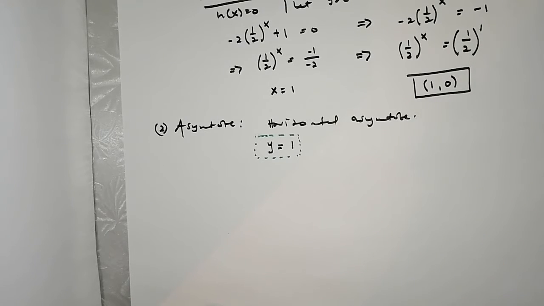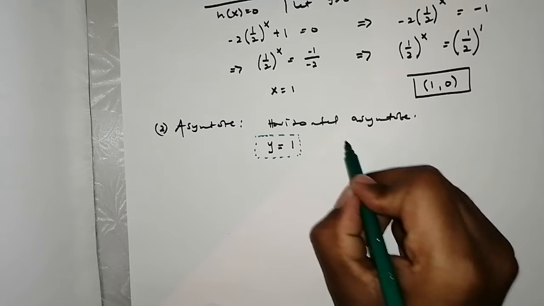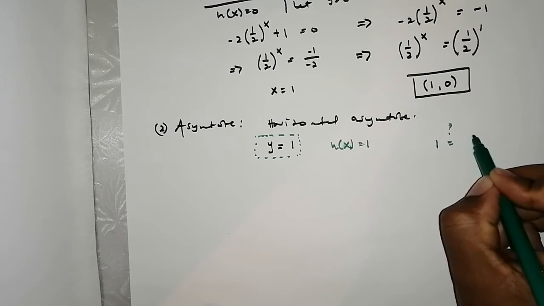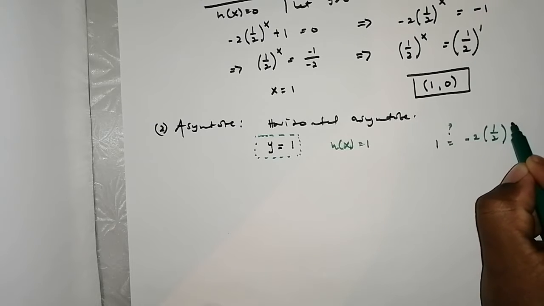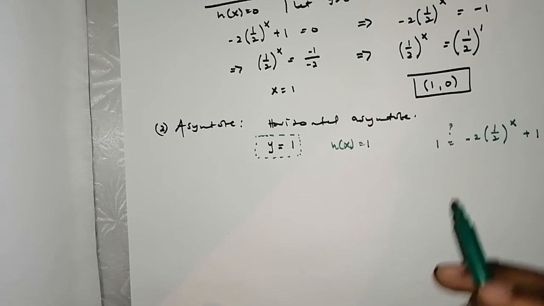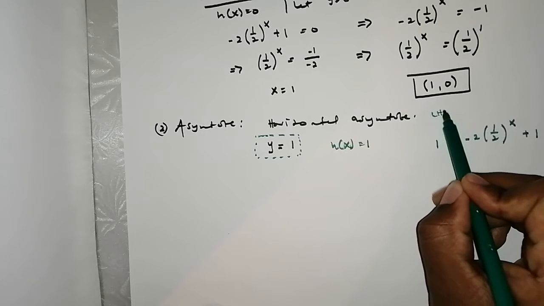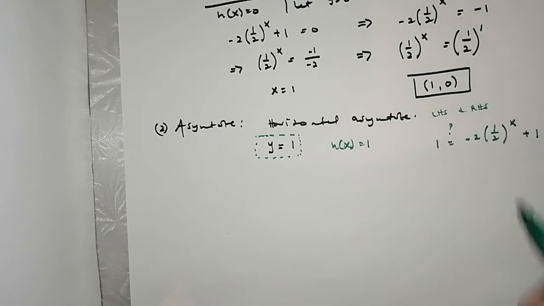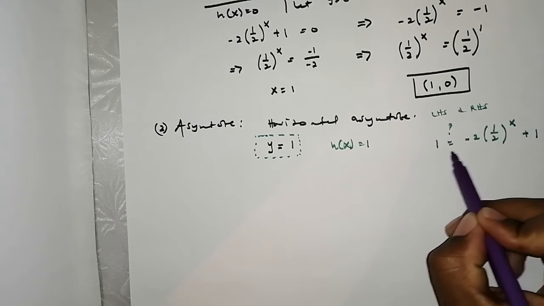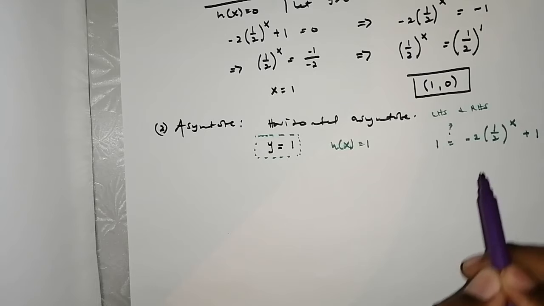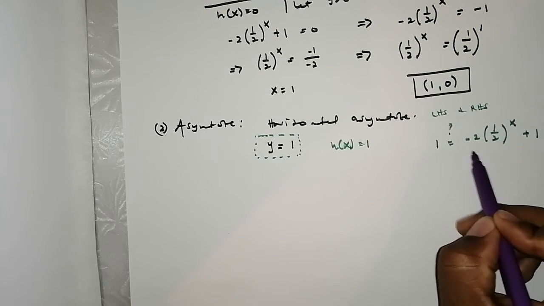Let's say, just for interest sake, you might not be asked this, let's say h of x equals 1. So 1 is equal to negative 2 multiplied by half to the x, plus 1. Is there a way that the left-hand side and the right-hand side can be equal? I just want to establish something as far as asymptotes are concerned for this specific example. Is there a way that the right-hand side can equal 1? That can only be possible if this entire thing equals 0.